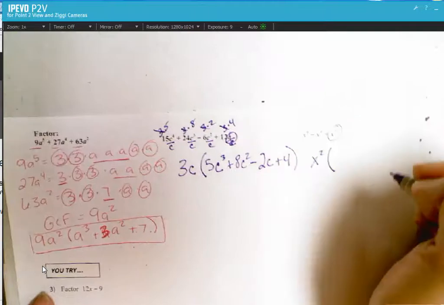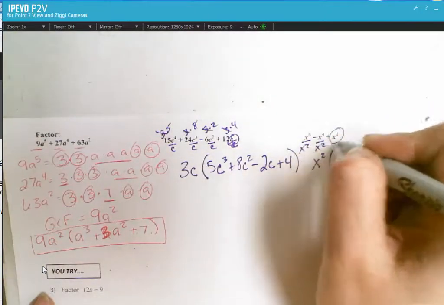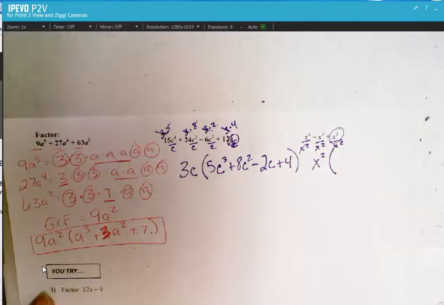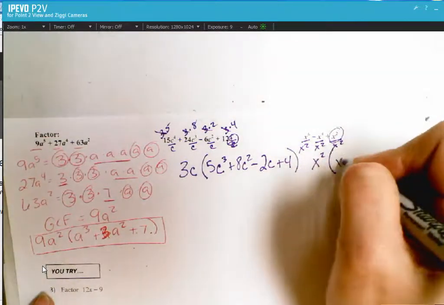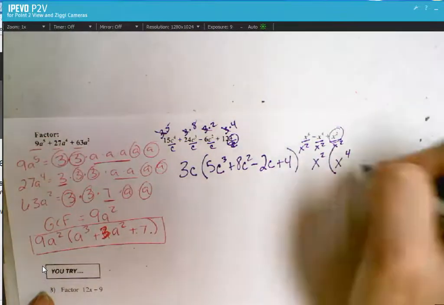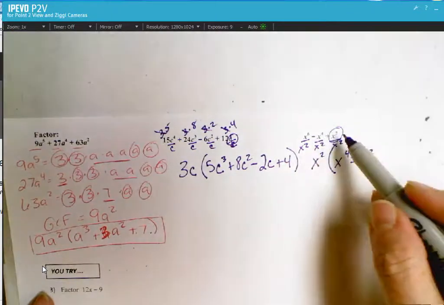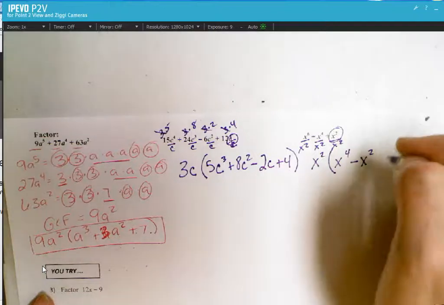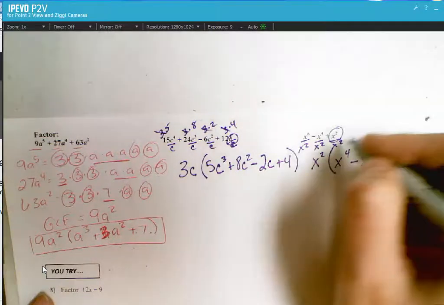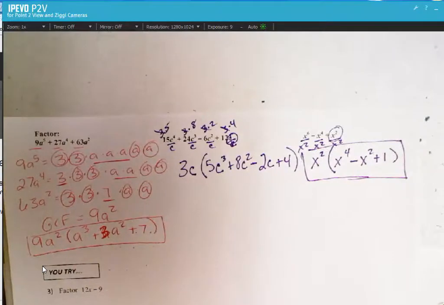What do I have left? Well, I divide everything by x squared since it's a variable and figure out what I have left. x to the 6th divided by x squared, I subtract, so I have x to the 4th. Minus, 4 minus 2, which is x squared. And x squared divided by x squared, anything divided by itself is just 1. And you have your factored polynomial.